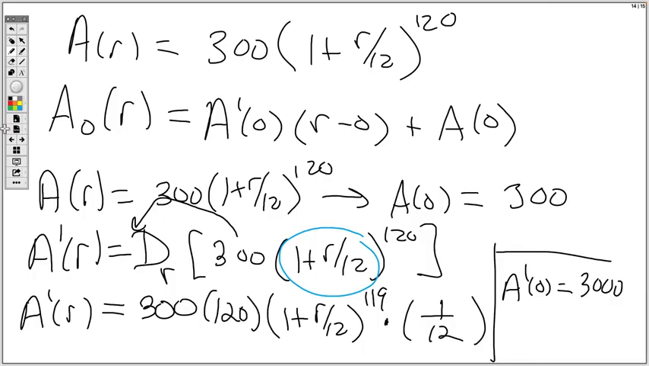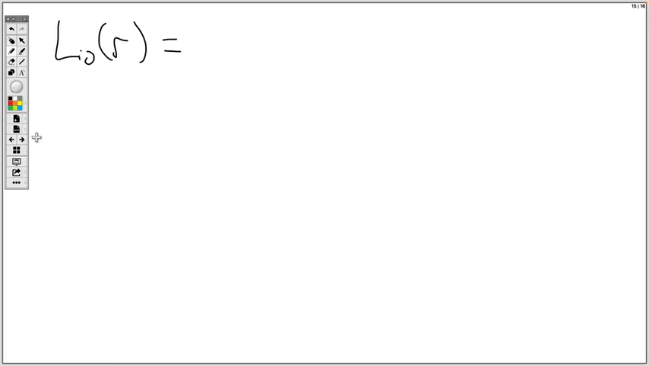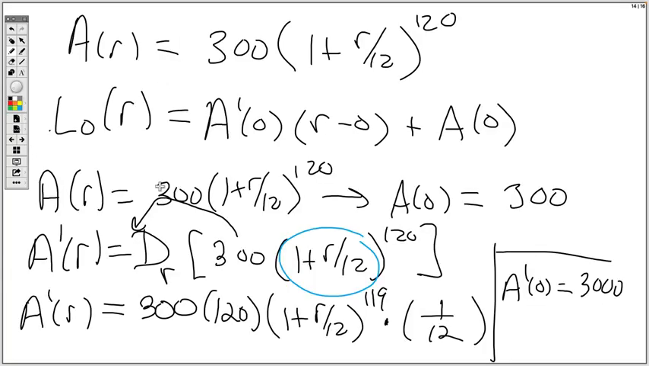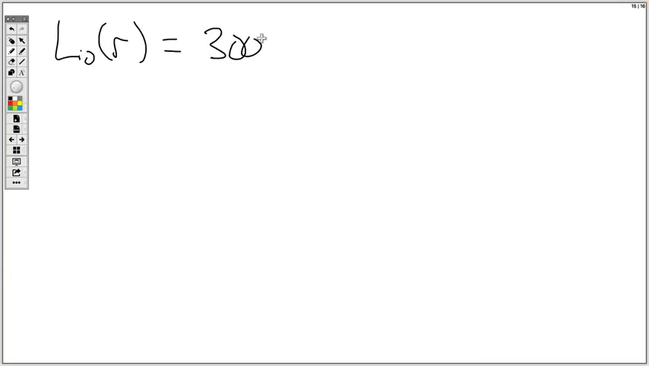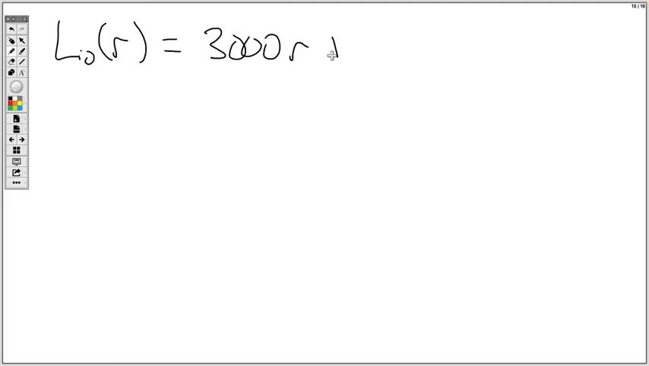All right, now we put it all together. I'm sorry, not A naught, it's L naught. I don't know why I called it A. There we go. So L naught at r is A prime of 0, which is 3,000, times r minus 0, which is r, plus 300.